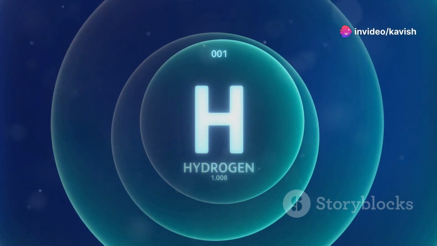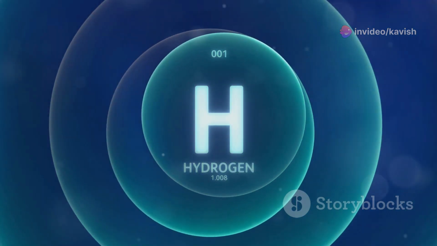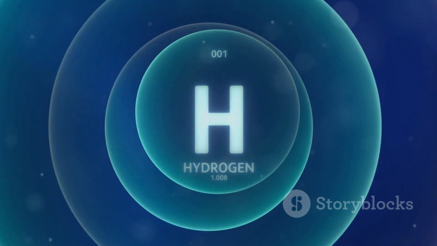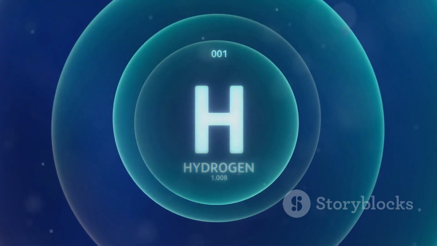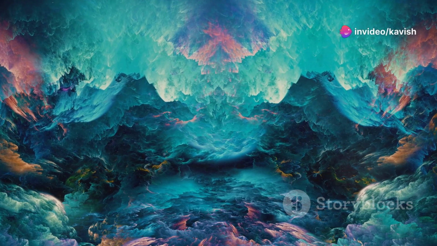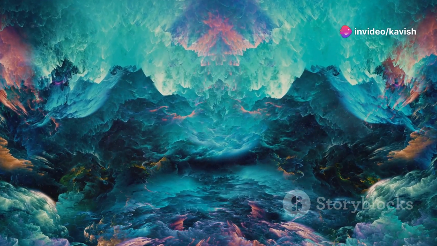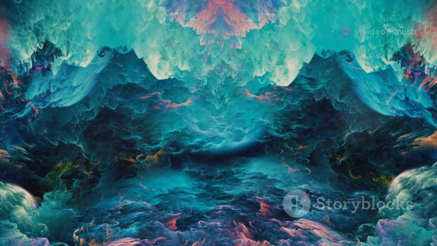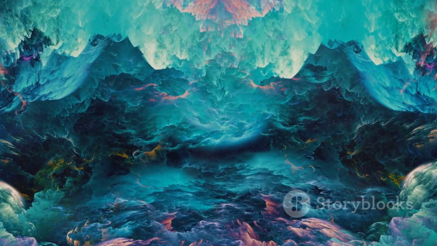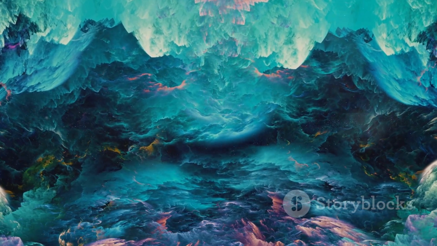On the other end of the spectrum, the most abundant element in the universe is hydrogen. This simple yet essential element is the building block of stars and galaxies. It makes up about 75% of all matter. Without hydrogen, the universe as we know it wouldn't exist. It's the fuel that powers the stars, including our very own sun.